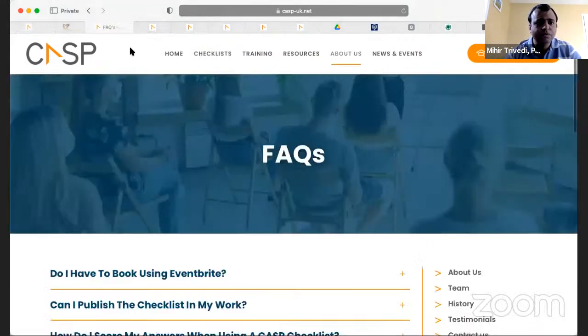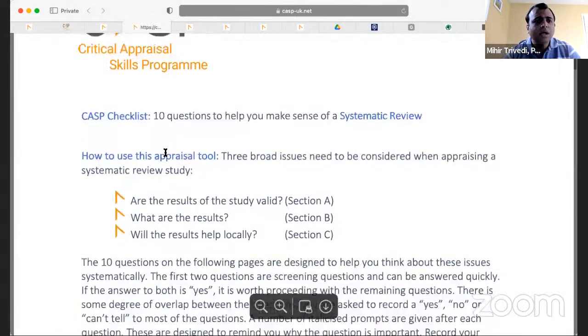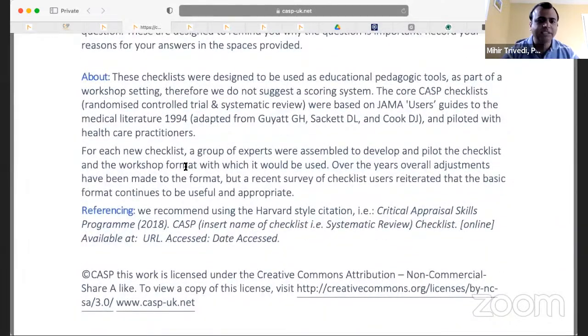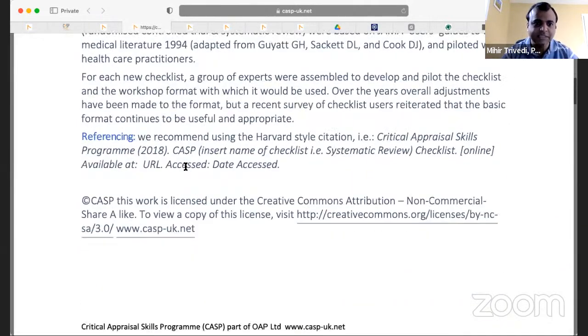First of all, I'm going to go through the one for systematic review, and how to use this tool. Basically most of these checklists have 3 main sections, except the one for RCT. The first section is about, are the results of the study valid? It's more about the validity of the study. Then the second section is about what the results are, and the third is, will the results help locally? So there are a series of questions under each and every section.